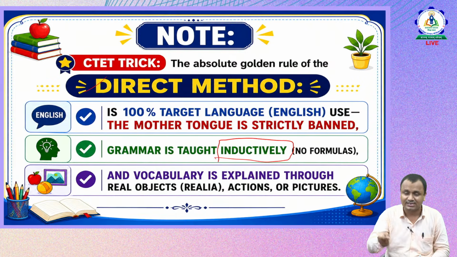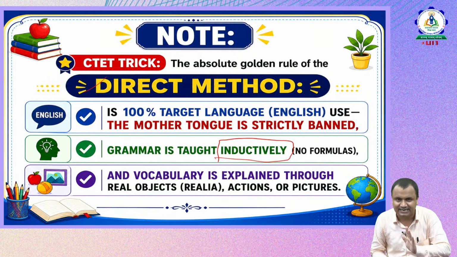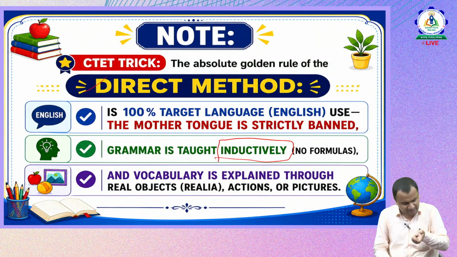What is the psychological core, or the philosophical core, behind the direct method? The answer is the inductive method, or inductive way. So if you do not get the option of direct method in your question, then you have to select any other option, and you have to go with inductive method.